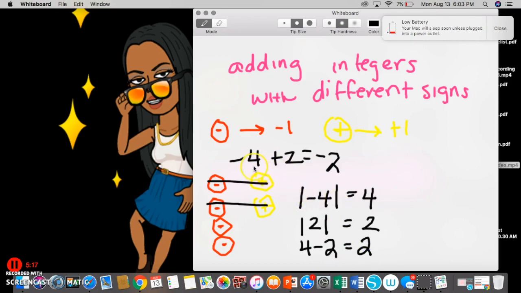So the integers in this case are -4 and 2. The greatest absolute value is 4, and it's negative. So therefore, my answer will be what? Negative. Good job.